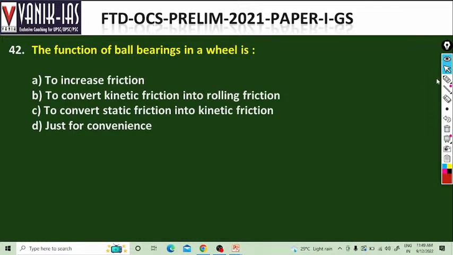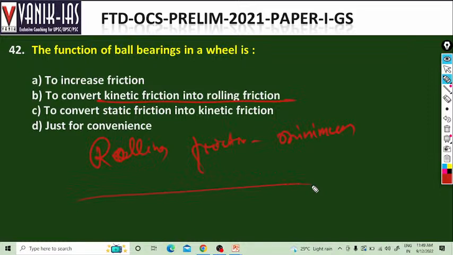The function of ball bearings. What is the function of ball bearings? That is to convert sliding friction to rolling friction. Remember, rolling friction has the minimum friction. Rolling friction is the minimum value of friction, right? Sliding friction is the maximum value of friction. That is sliding friction, right?